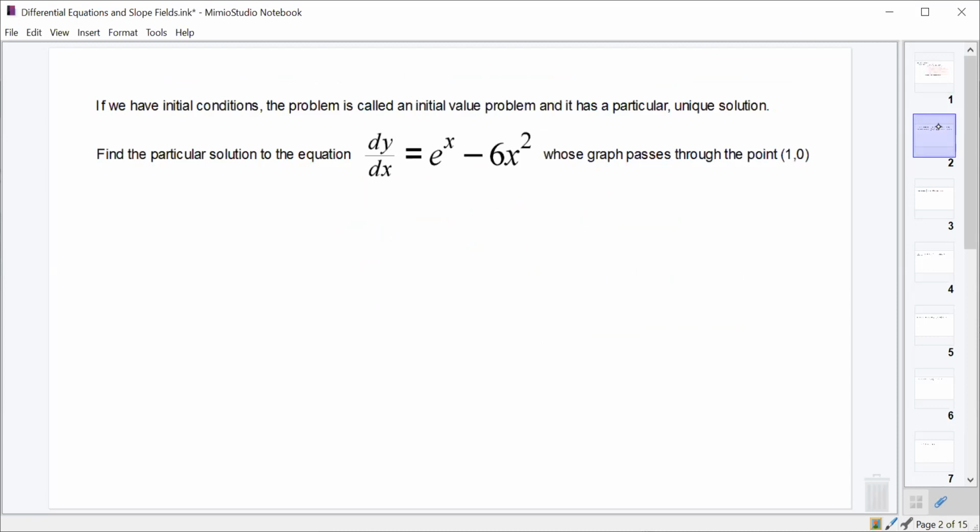So that's what we're going to do now. We're going to get an initial condition, and sometimes we call these initial value problems. They're still fairly basic differential equations, but the idea is we want to know the singular solution to this differential equation, the antiderivative of this, that when you plug in 1 for x gives you 0 for y. So we're looking for a specific value for the constant. Does that make sense to everybody?